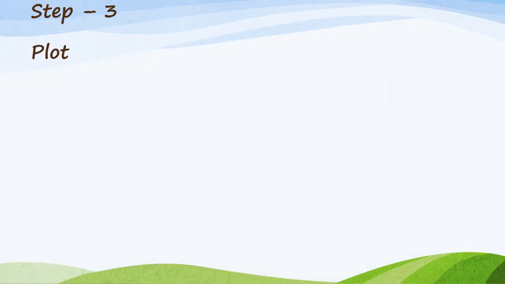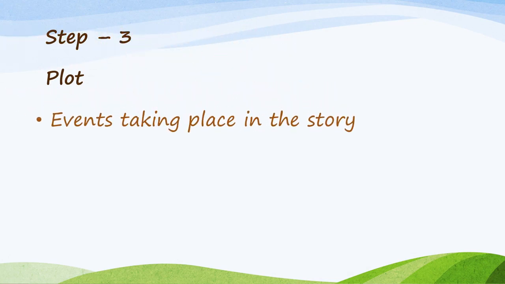Step 3. Plot. Now let me explain to you about the plot. In simple words, it is a sequence of events that are taking place in the story. We can have a combination of events knitted together to make the plot, and these events can be divided into three main sections. The beginning.